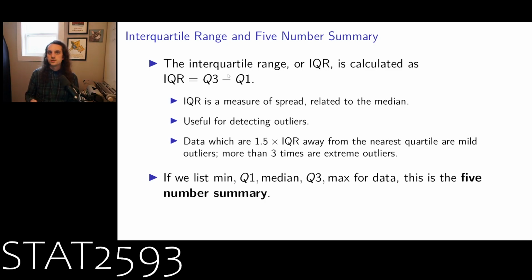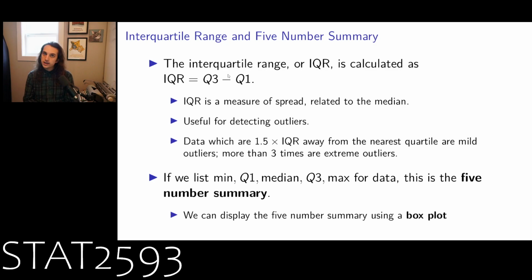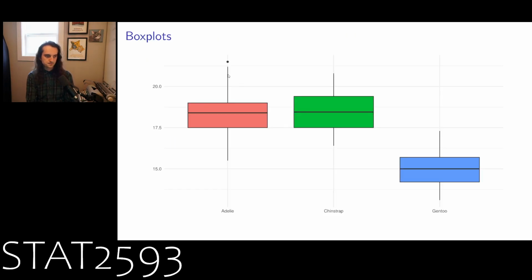Now, sometimes what we'll do is we'll list the minimum, Q1, our median, Q3, and the maximum for the data. And these 5 numbers are referred to as the 5-number summary. And they give you a good sense of how the data is distributed, what the spread is, and what the location is, right? So we refer to that as the 5-number summary. We can also display the 5-number summary graphically using what we would call a box plot.